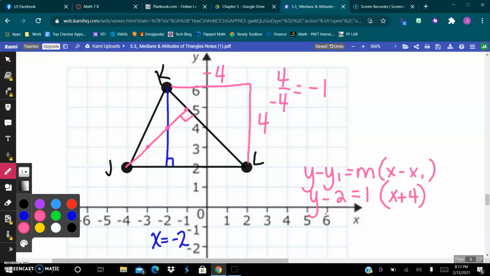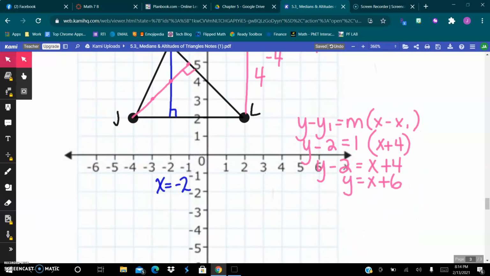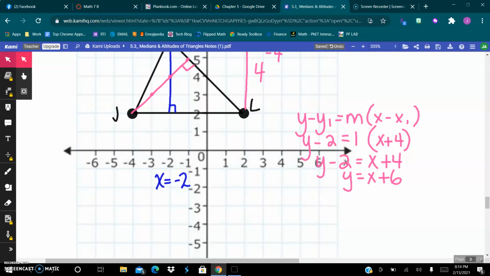I'm going to distribute that 1, so we're going to have y minus 2 equals 1 times x is x, and 1 times 4 is 4. And then we're going to add 2 to both sides, so I'm going to have y equals x plus 6. So now, even though we can look at this triangle and see that point where they meet is at -2, 4, sometimes you're not going to be able to do that with your shape, your triangle that you have. So you're going to have to solve a system with the two equations that you create.